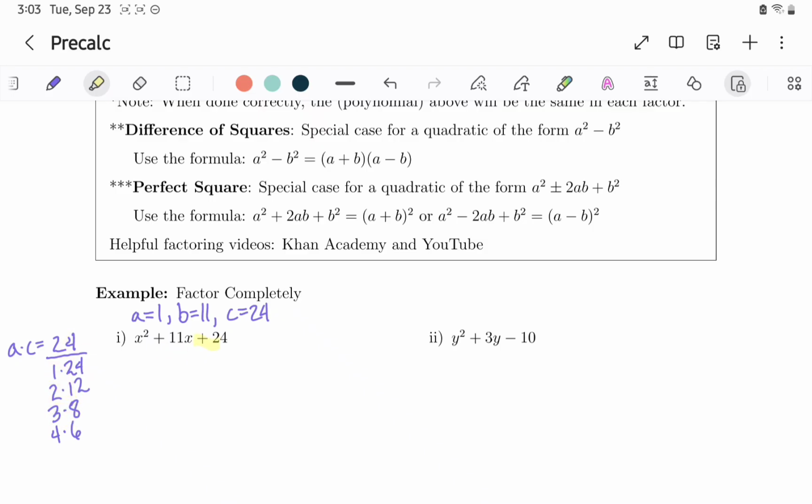And then we would check, okay, well, 1 plus 24 is 25, so we don't want to use that one. 2 plus 12 is 14, so that doesn't quite add to 11. But then 3 times 8, so 3 plus 8 is going to be 11. So these are going to be our numbers for n and m.